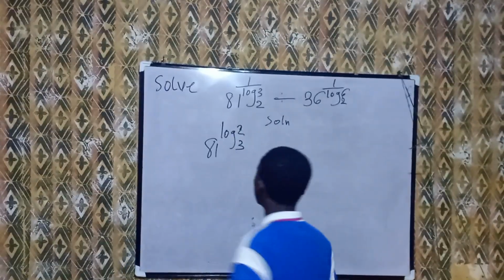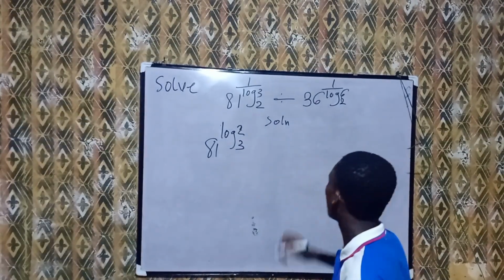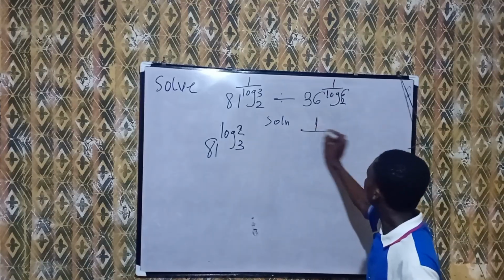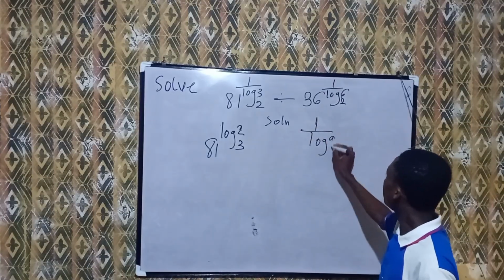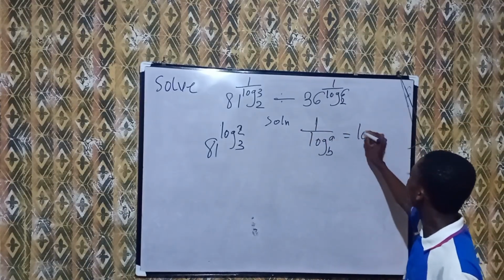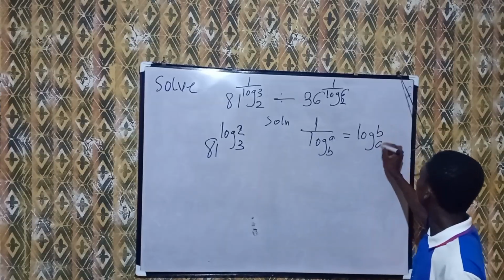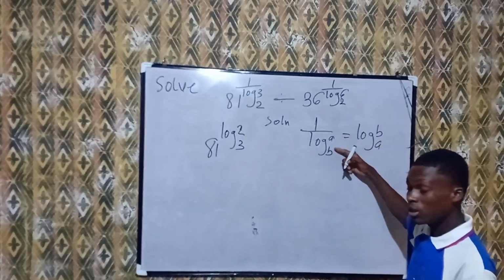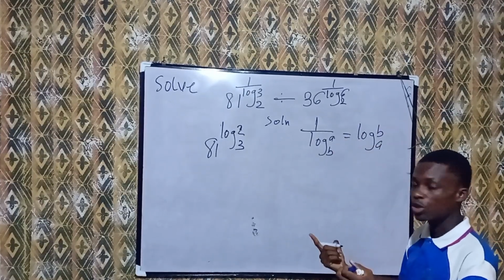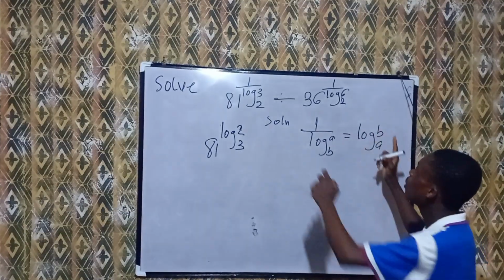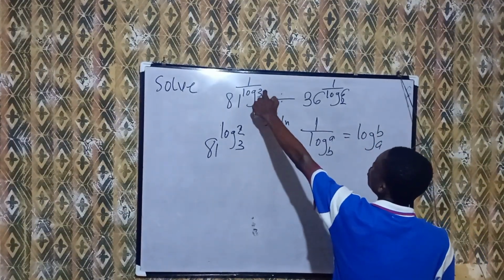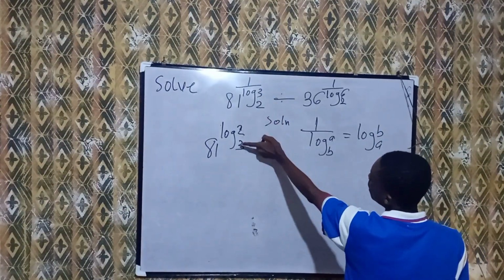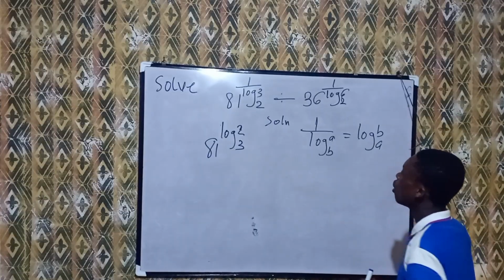Why? Remember from the law that we have this. If we have 1 all over log a base b, this equals log b base a. The base and the log interchange their position. So if this 2 goes up and this 3 comes down, the log and the base interchange their position. All right, let's continue.